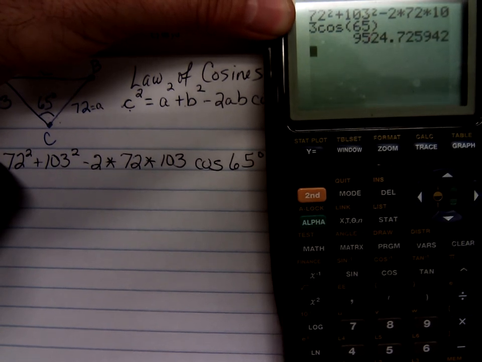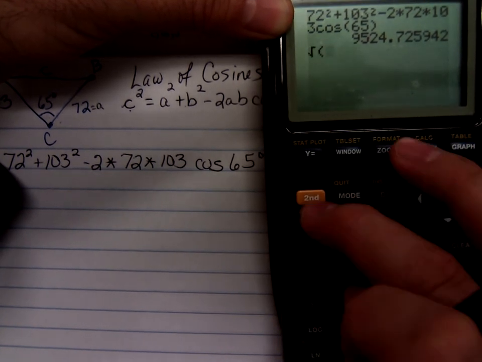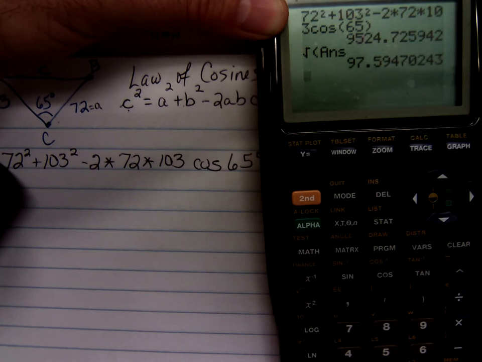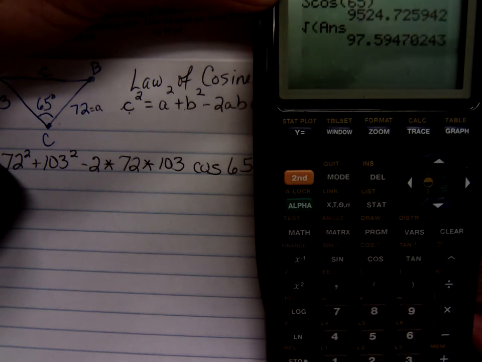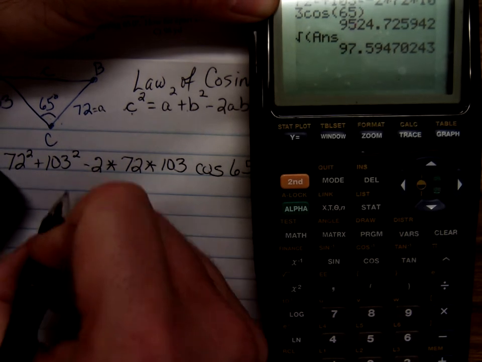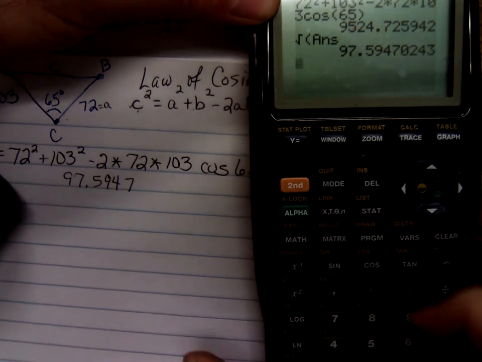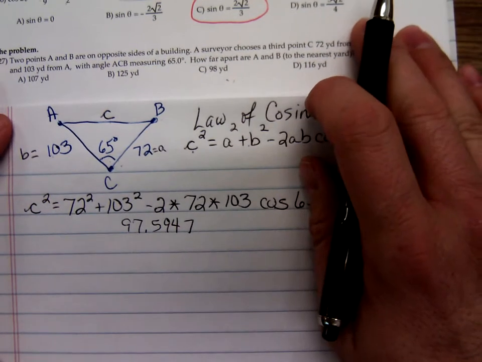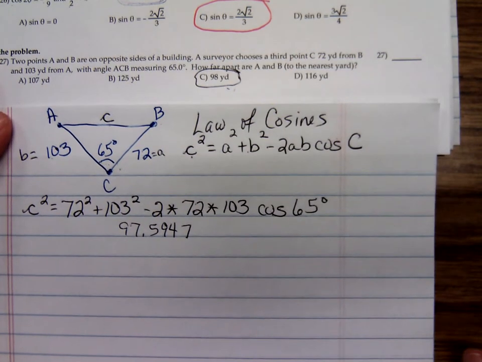That's c squared, so I need to take the square root of that. So second square root. I don't guess y'all can see me hitting the keys, but hopefully at this stage of the game. So 97.5947. Don't know how it says to round it. 98 yards. So 98 yards. Any questions there?